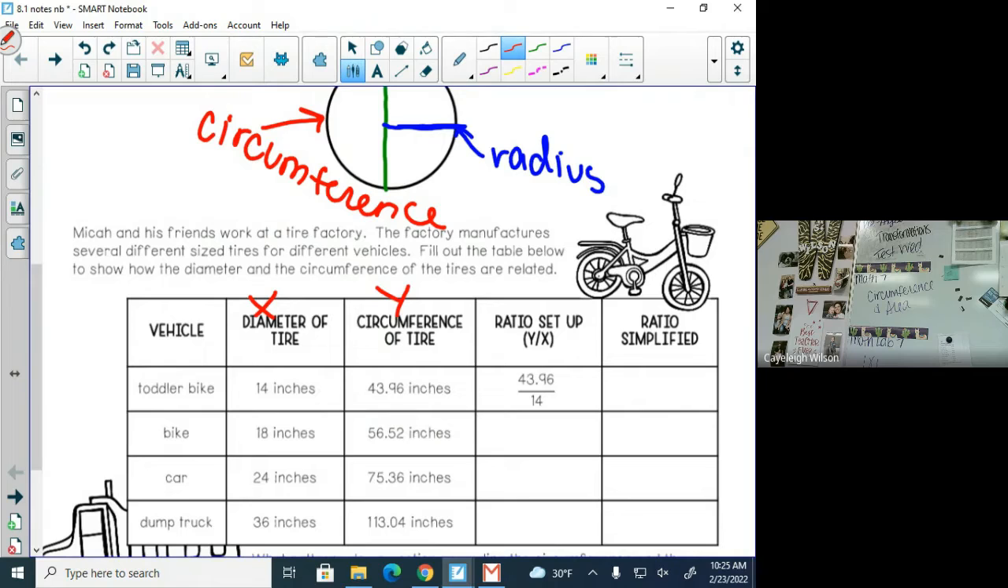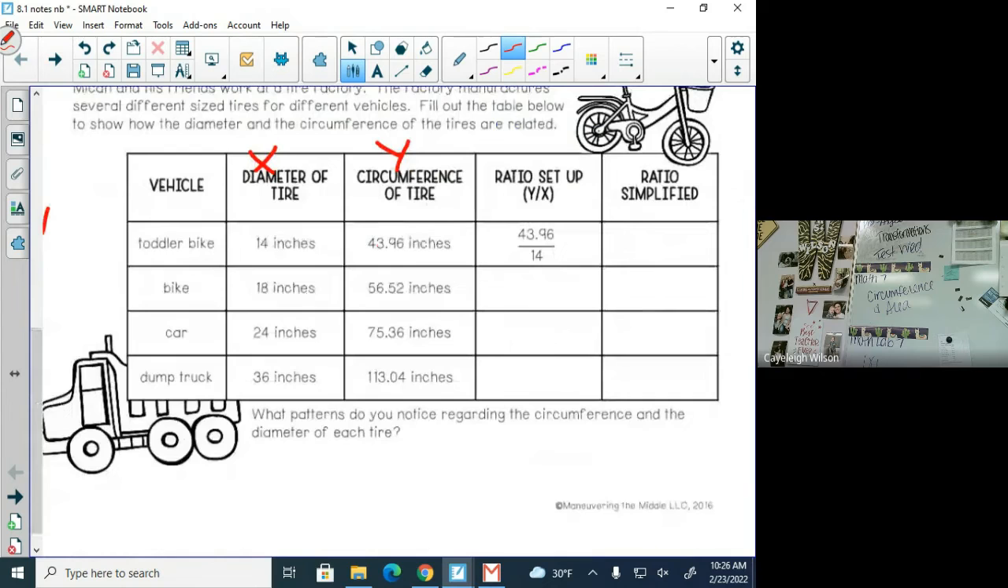So the diameter of the toddler bike tire is 14. The circumference of the toddler bike tire is 43.96. So I'm going to set that up as a ratio of Y over X, which they did for us. And I want you to take your calculator right now and divide 43.96 by 14. All right, Jonathan? All right, 3.14, perfect.